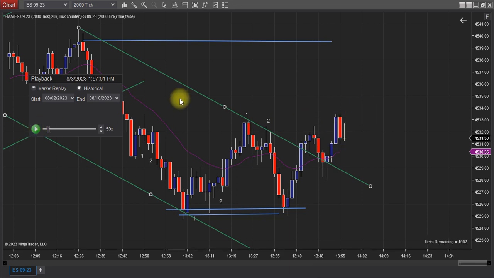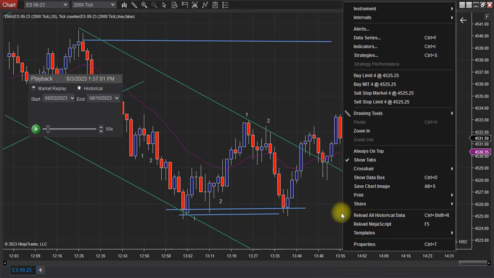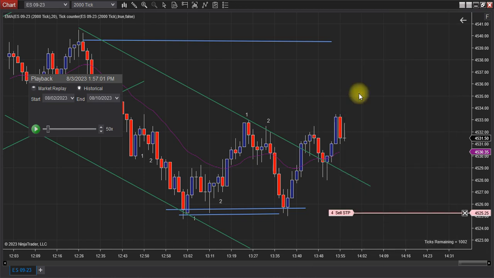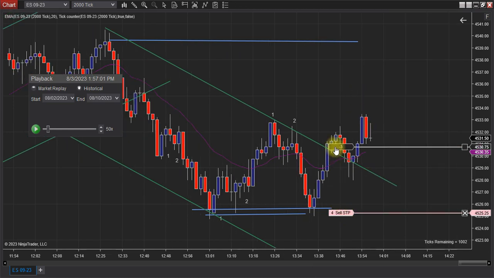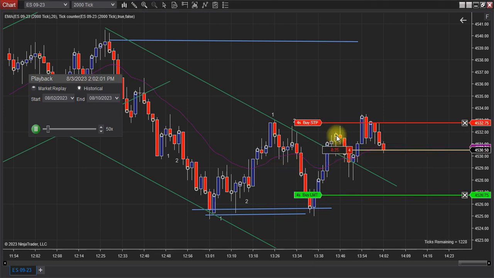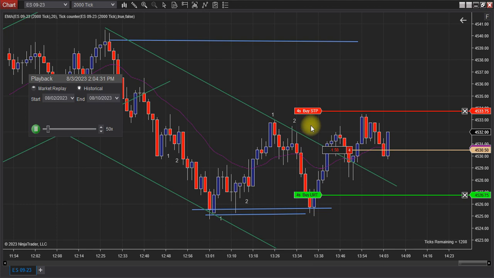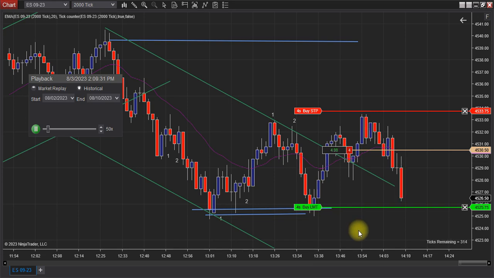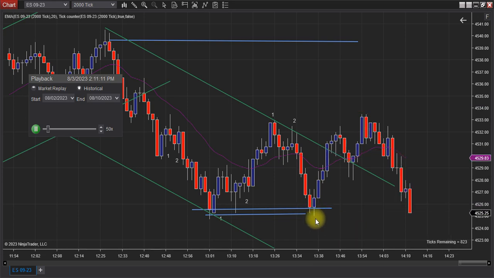Climactic bull bar. Why don't we enter on this? Let's enter on a stop market order. Oops, there we go. Market moves really quickly on playback. It can be hard to get filled. Where is our profit target? It's the low. Boom.